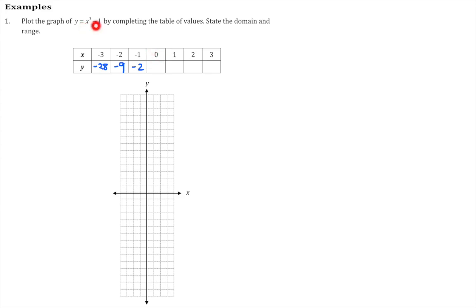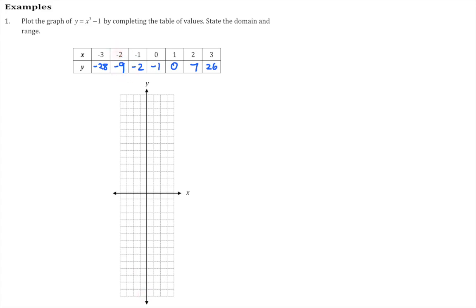0 cubed, take away 1, gives negative 1. 1 cubed, take away 1, gives 0. 2 cubed is 8, so 2 cubed take away 1 gives 7. And 3 cubed is 27, so 3 cubed take away 1 is 26. Now, I can't plot negative 3, negative 28 if I'm going to use 1 for each of the x values, so let's not worry about it.